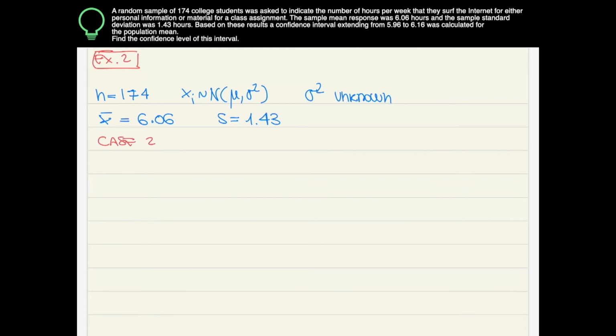So in this case, we have a sample containing 174 individuals. We assume that the time these individuals spend on the internet is normally distributed with mu and sigma squared. However, this time the standard deviation and the variance are unknown. Indeed, we are told here that we only have a sample standard deviation. That's not the real standard deviation of the population, it's only a sample standard deviation. So the sample mean is equal to 6.06 and the sample standard deviation, so this is not s squared, is s unsquared, is 1.43. Clearly this is case 2 from Chow's, our ultimate scheme.